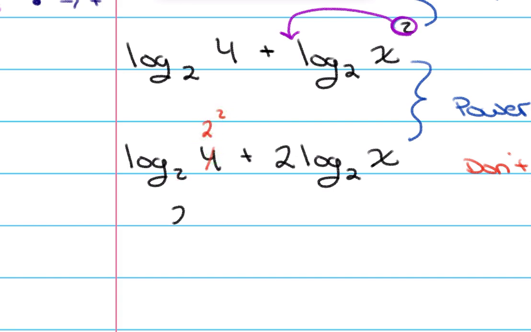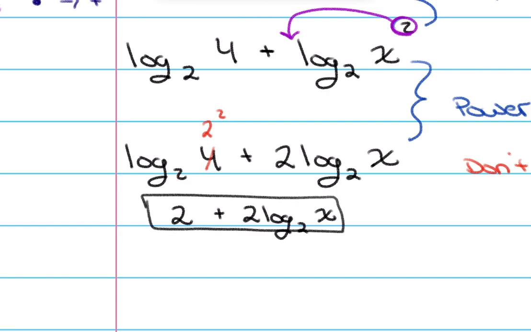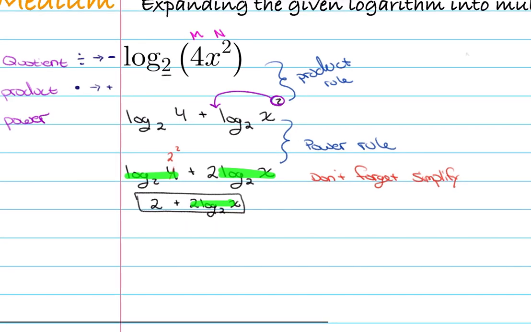And then there is nothing else to simplify here, so I just get to copy everything. 2 plus 2 log base 2 of x. And that is the expanded version. I know we only ended up with one logarithm. That's okay. We still broke it apart into 2. All right? So that is your medium example of expanding logarithms.